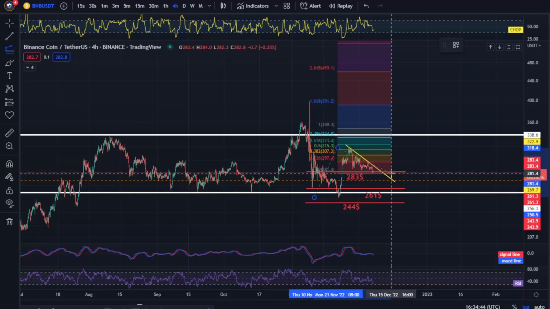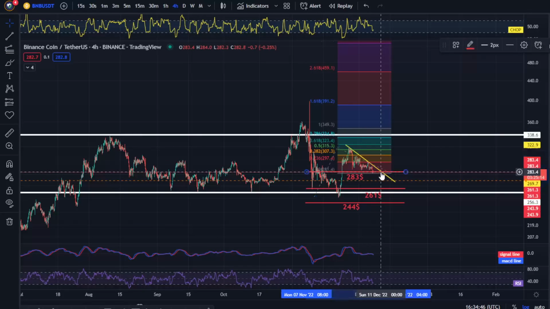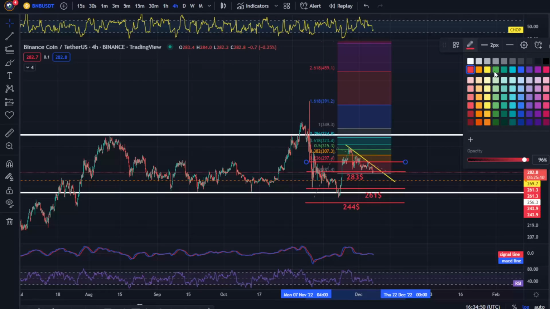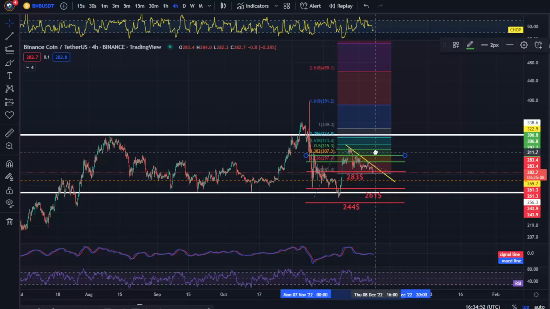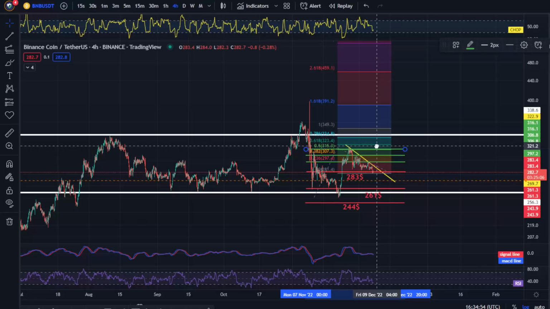Looking the other way, we can check in the same way what resistances the price has to overcome first, and as you can see, we have the first resistance at $297, the second at $307, the third at $316 and the fourth at $323.